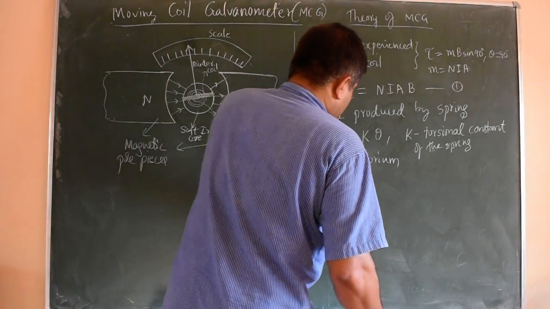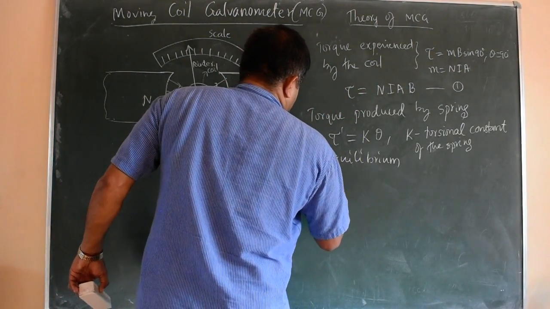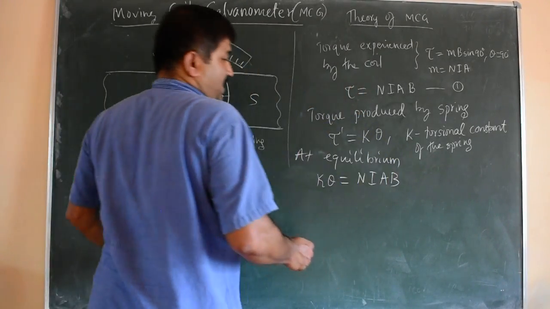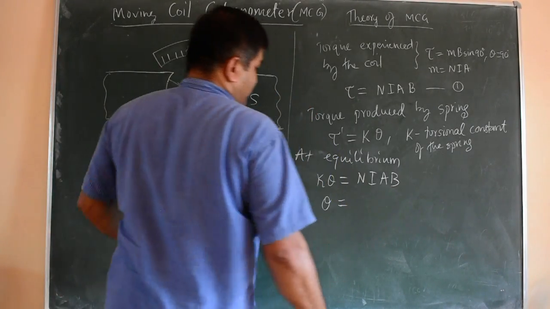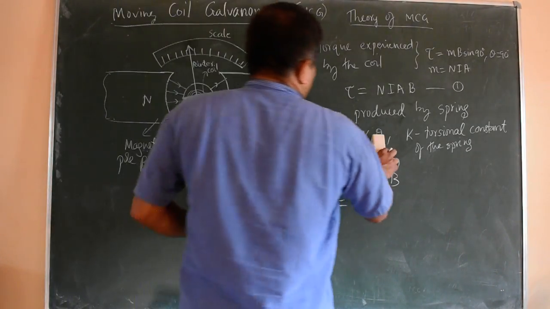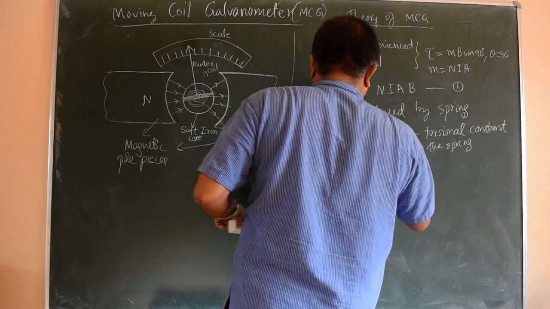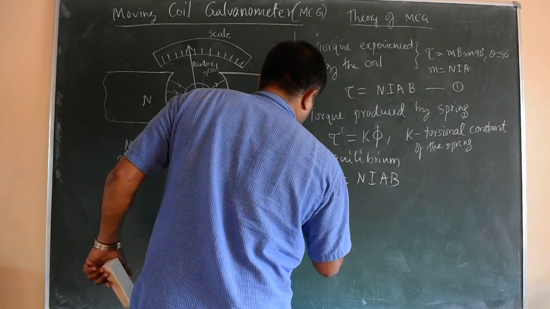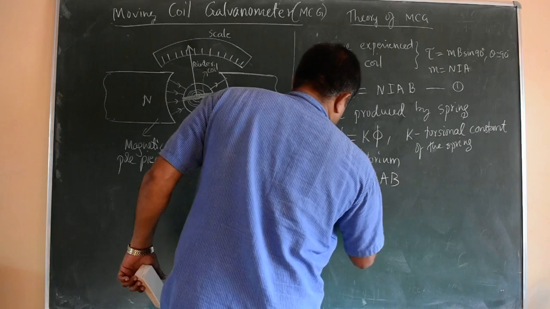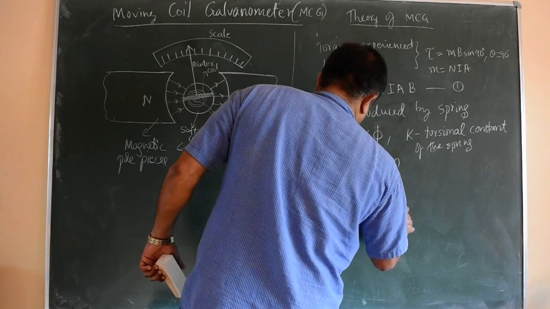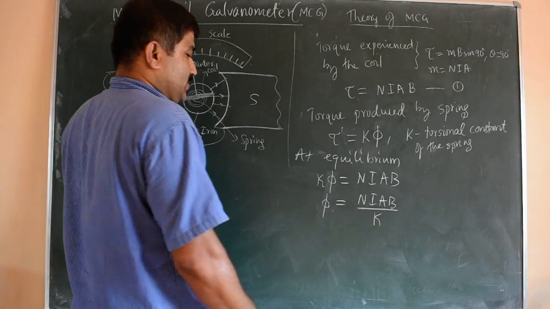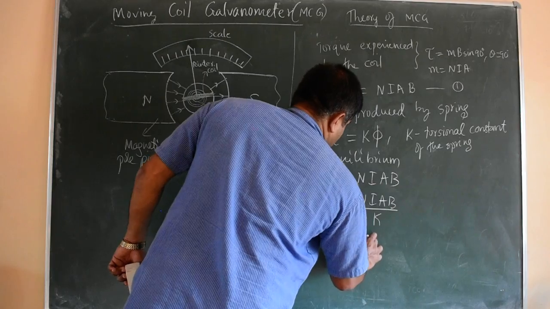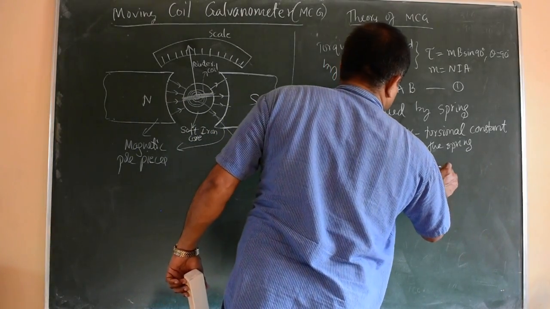Therefore, k theta equal to NIAB. So therefore, the deflection produced, or I can write phi also instead of theta, k phi, where phi is the deflection produced. Okay, phi equal to NIAB by k. So this implies the deflection. Here I can write phi is the deflection produced.